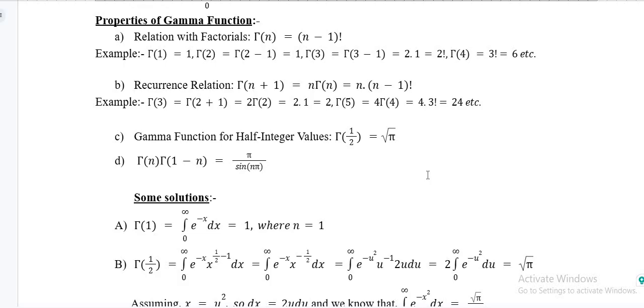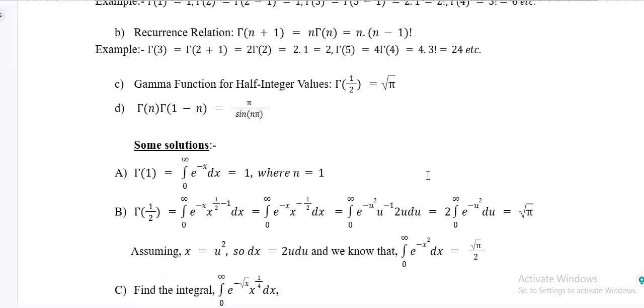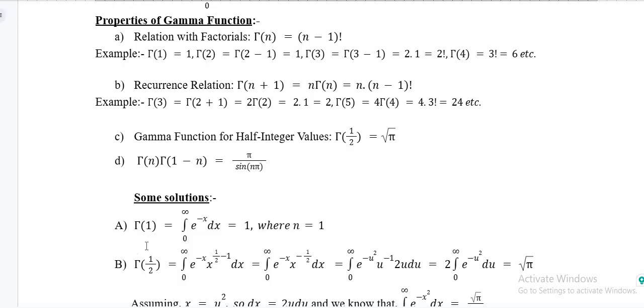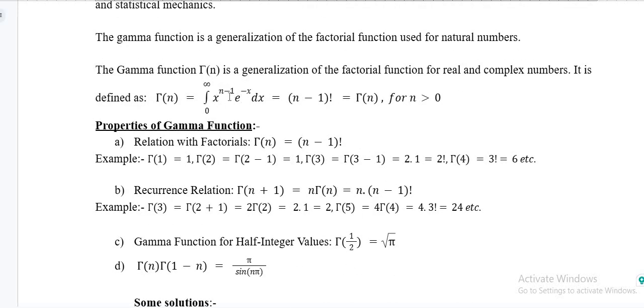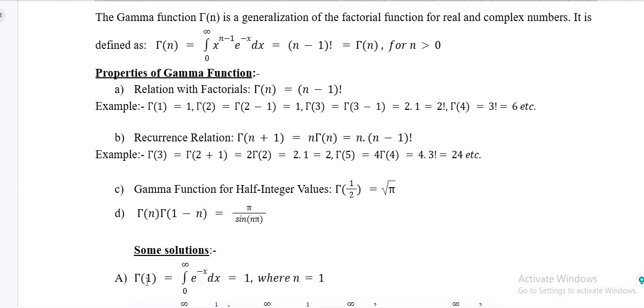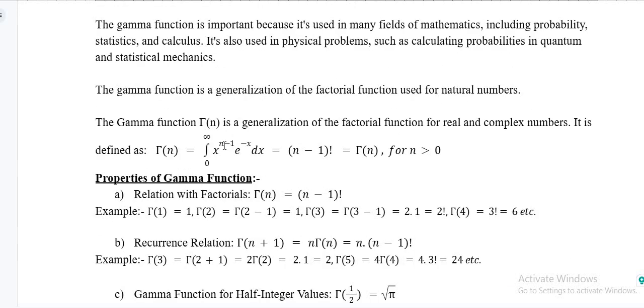Now some of the solutions we'll check. The first one and the simplest one is gamma 1. So what is gamma 1? So here n is equal to 1. So we'll refer to the standard relation. The standard relation shows this is n minus 1. Now here we are considering n is equal to 1. So when n is equal to 1, this is 1 minus 1, so x to the power 0. We know any value to the power 0 is equal to 1. So this is 1 into e to the power minus x.